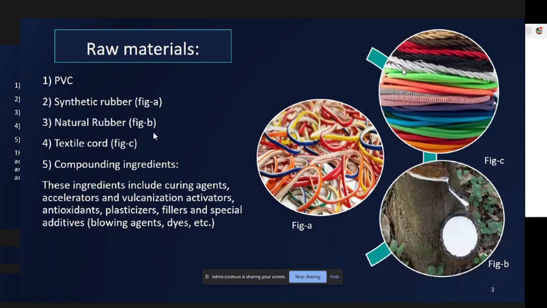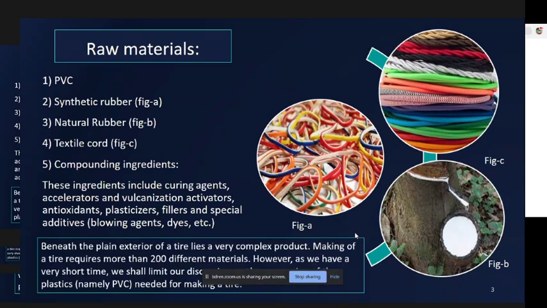As we are assigned to make the tire by PVC, so our main raw material is the PVC. Then we will also use other components like synthetic rubber, natural rubber, textile cords, compounding ingredients that will include curing agents, accelerators, and vulcanization activators, antioxidants, plasticizers, fillers, etc. Some materials are also shown in the pictures, like the figure A shows the synthetic rubber, B natural rubber, and C shows the textile cord.